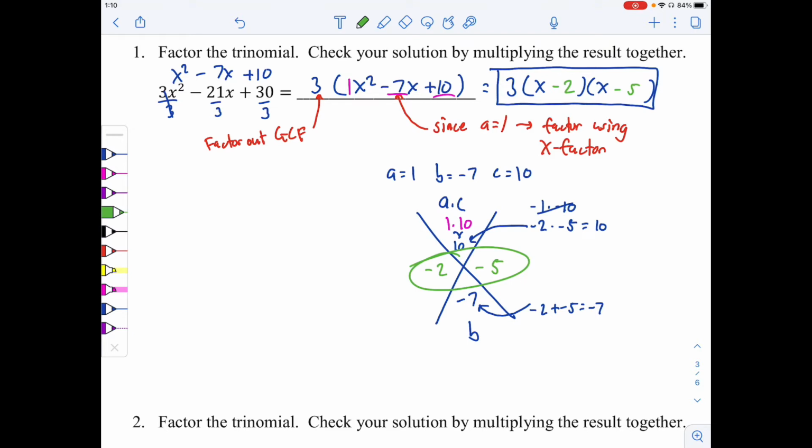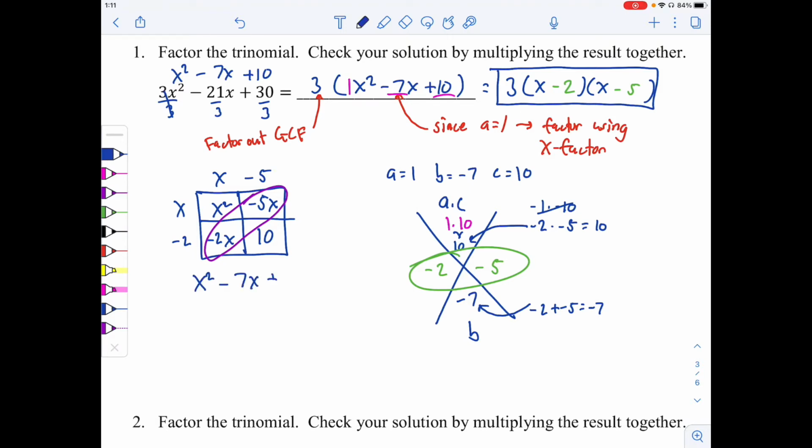And we're going to check our solution by multiplying. So x minus 2 times x minus 5. Either way, either factor box or FOIL the box. We multiply our binomials first. X minus 2, x minus 5: x times x, x squared; x times negative 5, negative 5x; negative 2 times x, negative 2x; negative 2 times negative 5 is positive 10. Our factors in the middle always add up together, so we end up with x squared minus 7x plus 10.